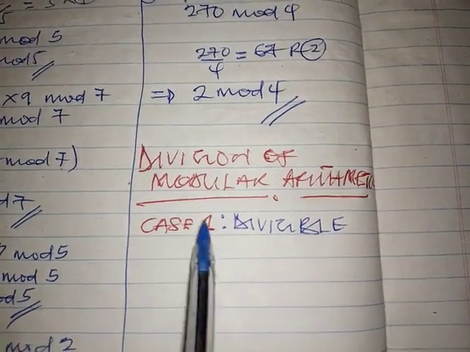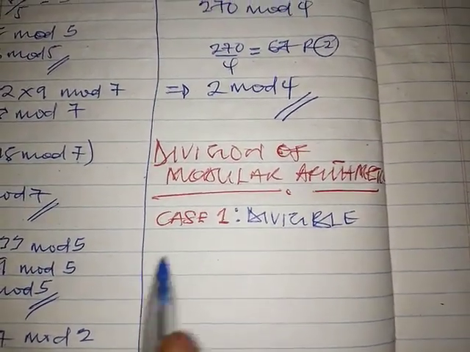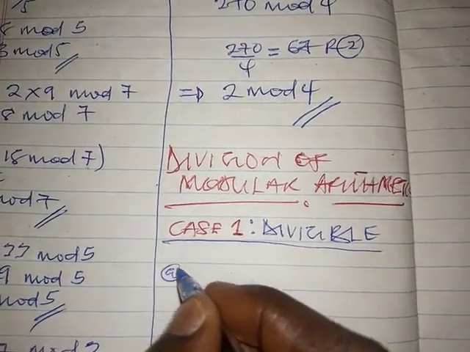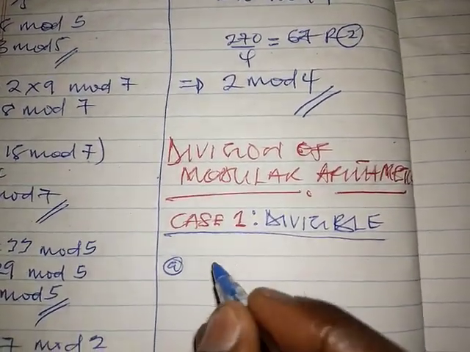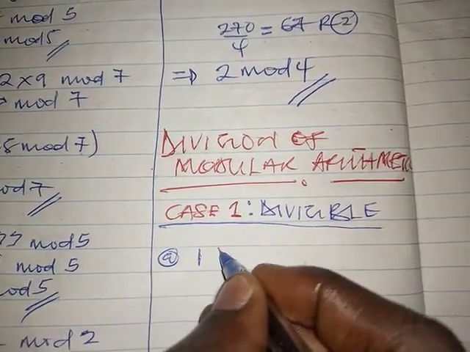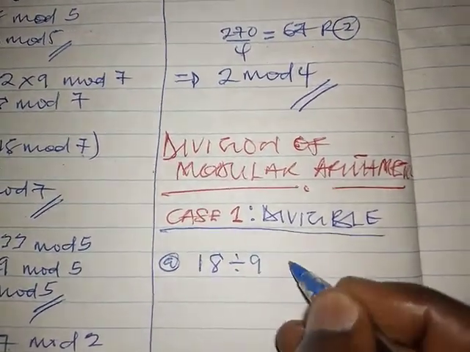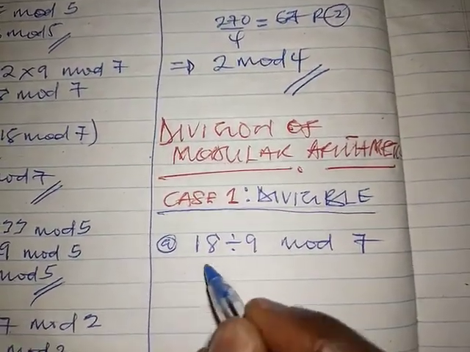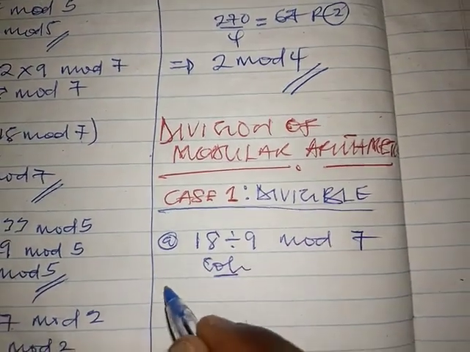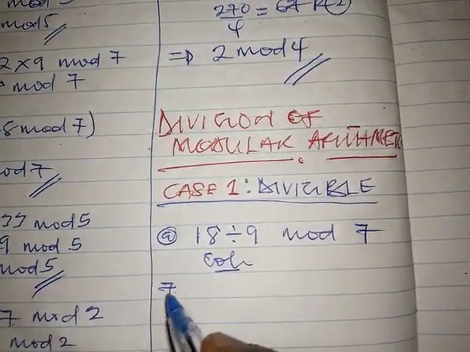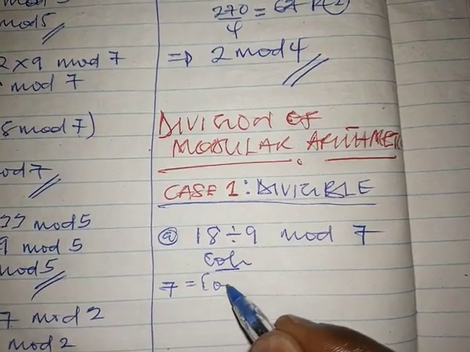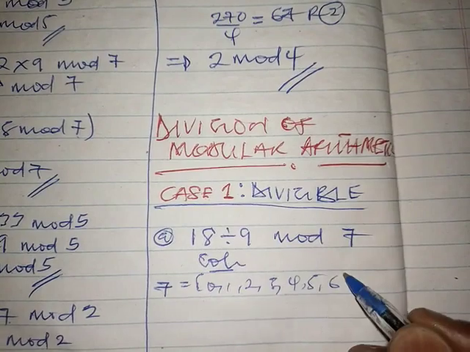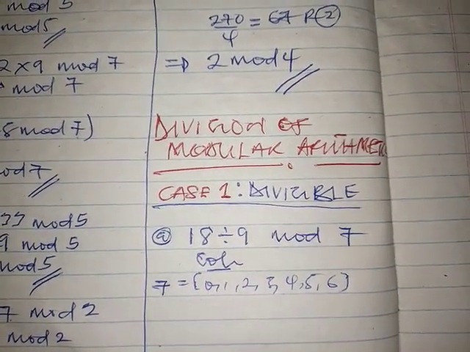Our next objective is division of modular arithmetic, and we are going to consider the first case, called the divisible case. Let's say our first example is a question like 18 divided by 9 mod 7. We know that our answer should lie within 0, 1, 2, 3, 4, 5 and 6. So our answer can be any of these values.